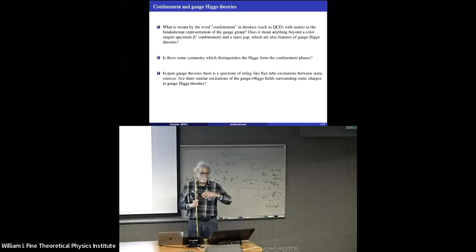For example, in the confining theory you have linear Regge trajectories and things which indicate that you form a flux tube. In Higgs theories, you don't. Is there any way you can make that difference precise? That's one question.